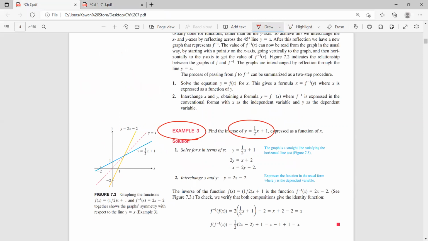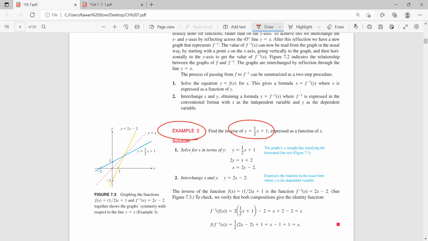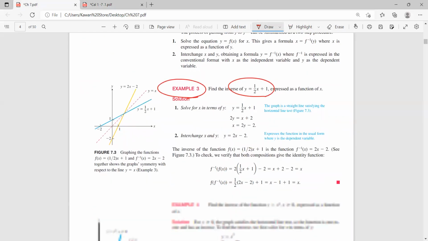Easy, right? First, let y equal to something. The second, solve for x. The third, change the position. Some students do this: they change x to y, y to x. I didn't say that. I say change x to f inverse, and change y to x. That's all. Now I'm going to solve the second example.